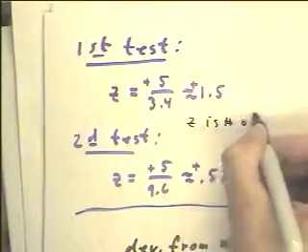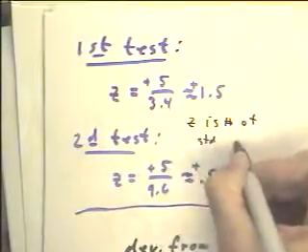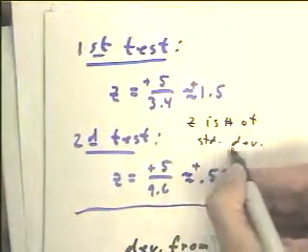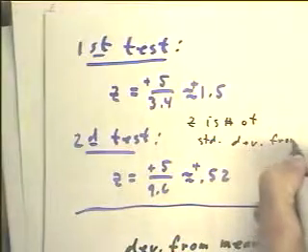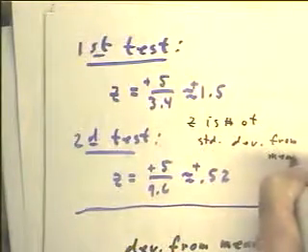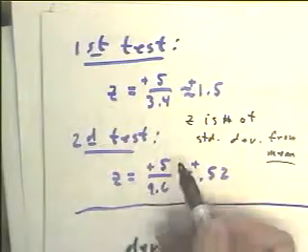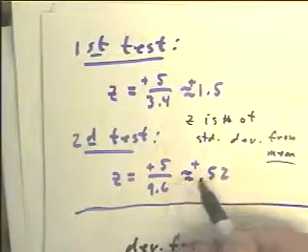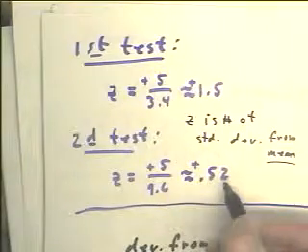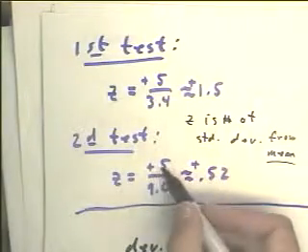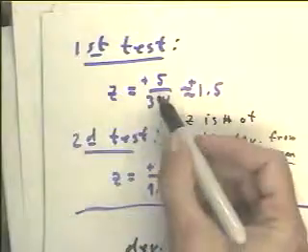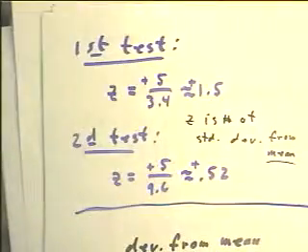Z is the number of standard deviations from the mean. In the second test, Z would be 5 over 9.6, which is 0.52. And these deviations are positive, so we're at plus 0.52 here and plus 1.5 here.